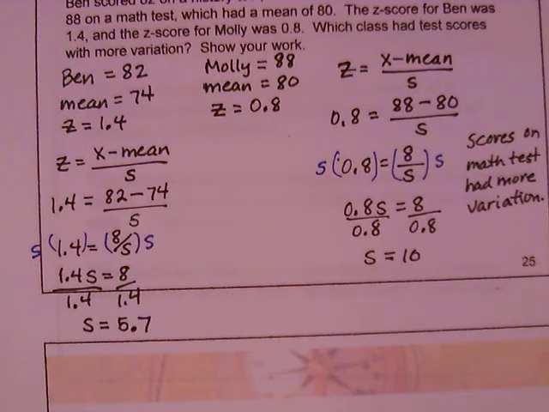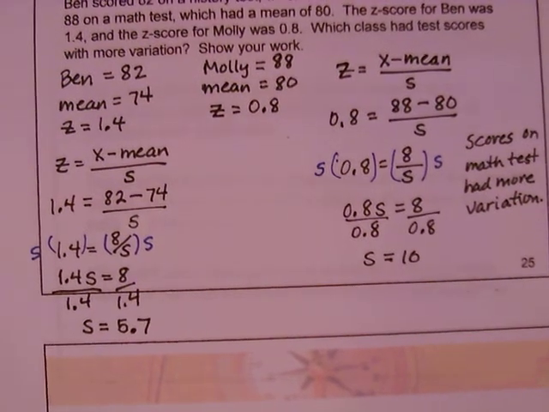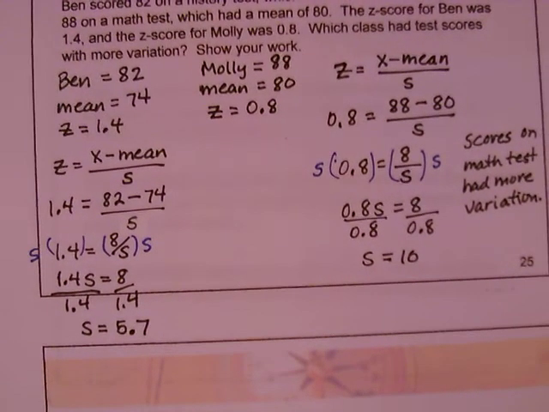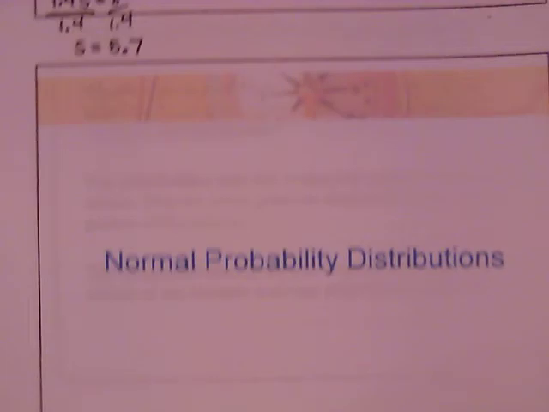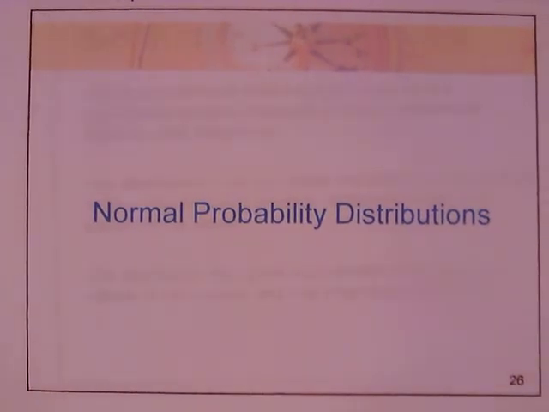So that's how we calculate z-scores, and we can also use that to find an x value or find the standard deviation as well. Okay, next we're going to look at normal probability distributions. So we're going to be talking about the normal curve here in this case.